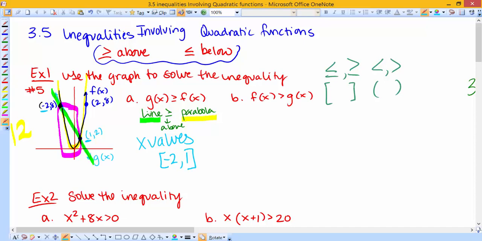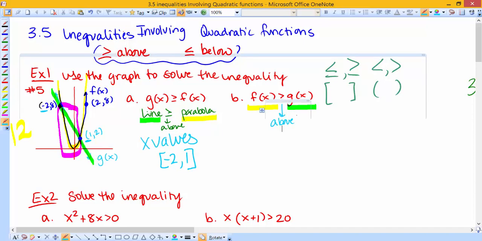Now when I move to B, f of x is your parabola. G of x is your line. And it says greater than. So greater than means above. We want f of x to be above g of x. Color coding it, I want yellow above green. There are 2 places where that is happening. Here and here. So the ones that I have outlined in blue.